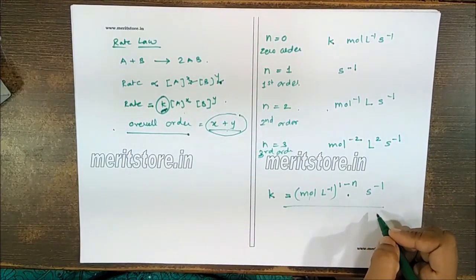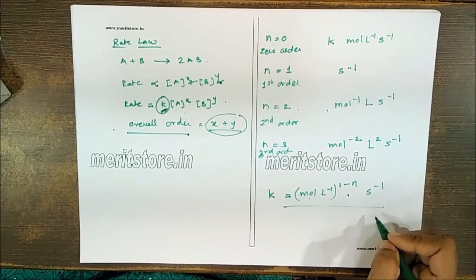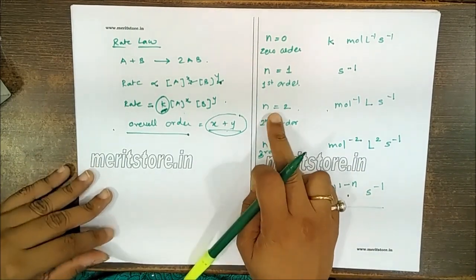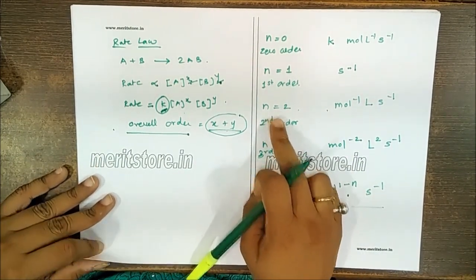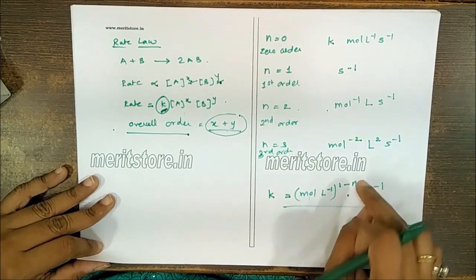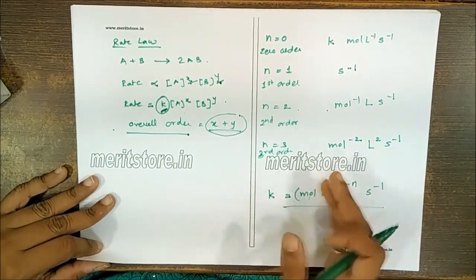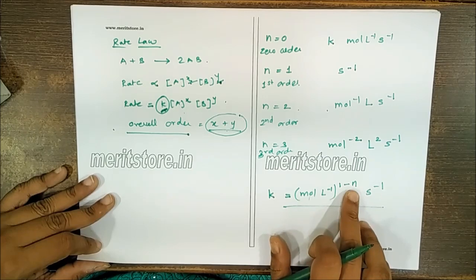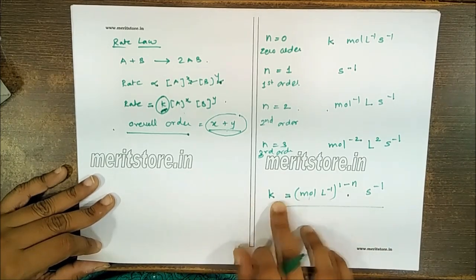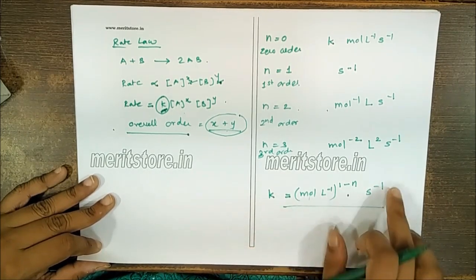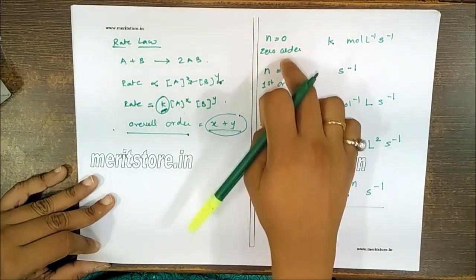So from the value of K we can decide the order of reaction, or if you know the value of N, then we can decide the unit of K. Generally MCQs are related to this, so you should know both ways. If you know the value of N, you can decide the unit of K, and from the unit of K you can predict the order of reaction.